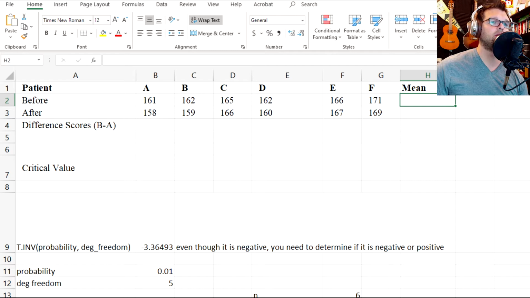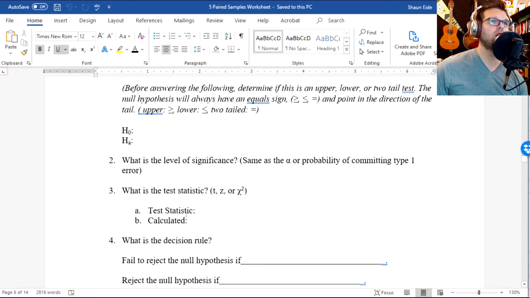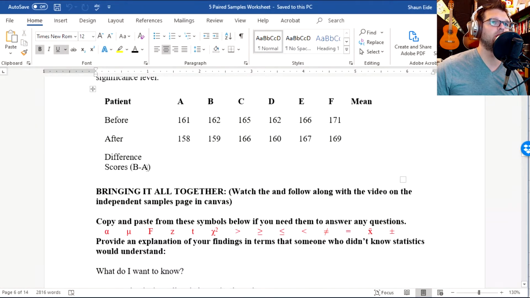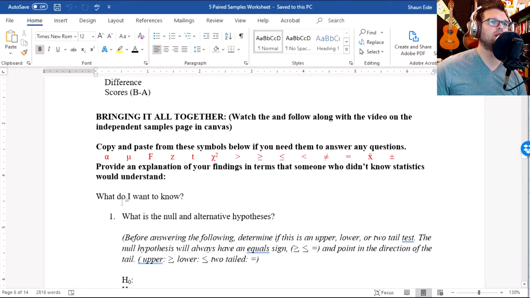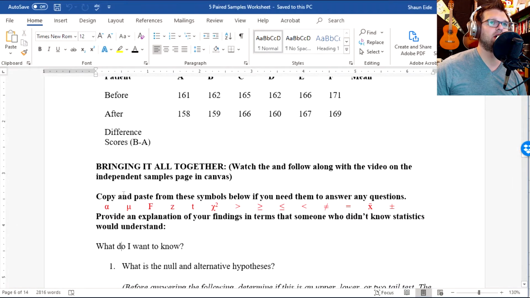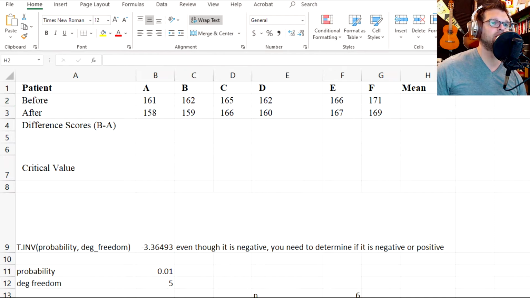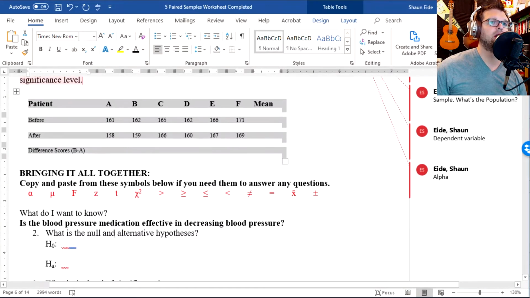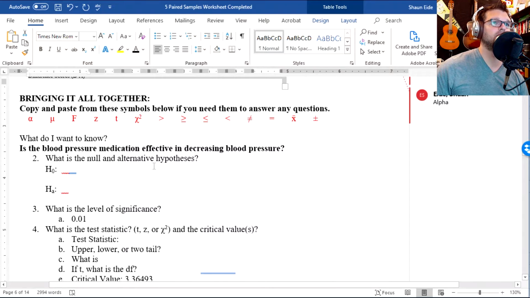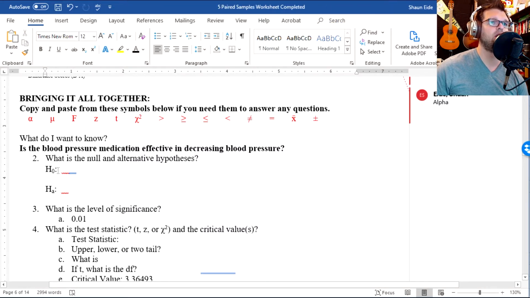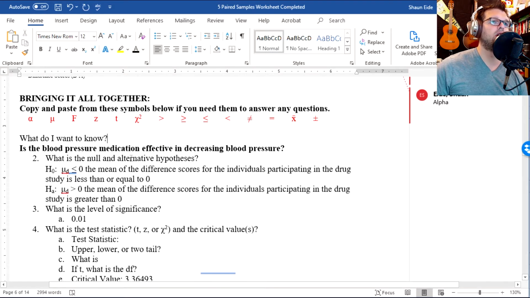But let's go back to the Word document and make sure that we know exactly what it is that we want to know. Okay, so what is it that we want to know? What we want to know is, is this effective in decreasing the number of balls? So we're going to write our null and our alternative hypothesis. And so our null hypothesis is saying that the mean difference is going to be less than or equal to 0.